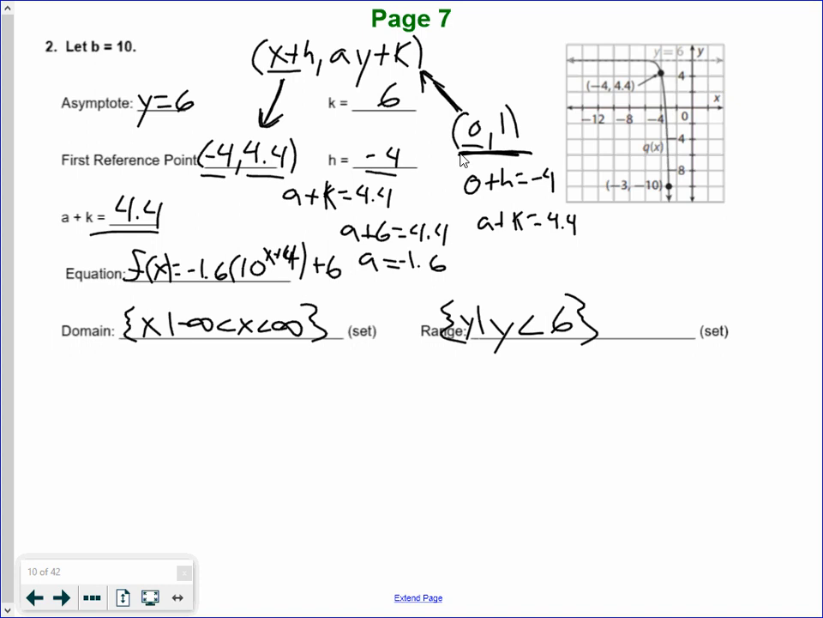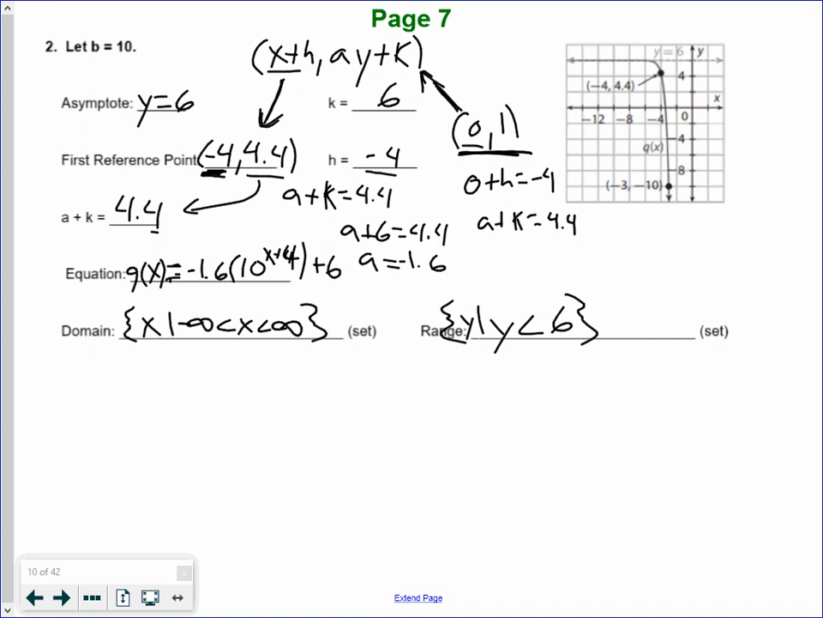And like we said in the previous slide, the x value of your first transformed reference point is your h value, so our h is negative 4, and our a plus k is the y value of our first transformed reference point. So a plus k equals 4.4, our k is 6, we solve for a, and we get that a equals negative 1.6. So our equation is going to be, it says f of x, but it should say g of x. So g of x will equal negative 1.6, parentheses 10 raised to the x plus 4, all plus 6.